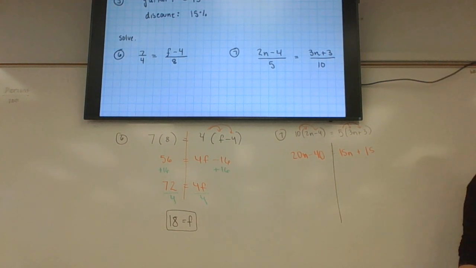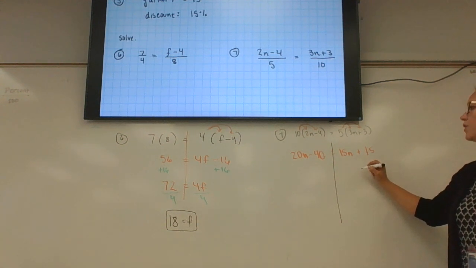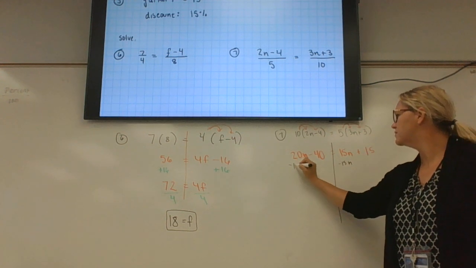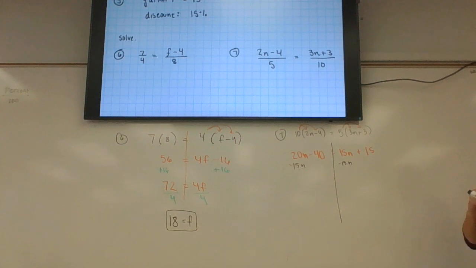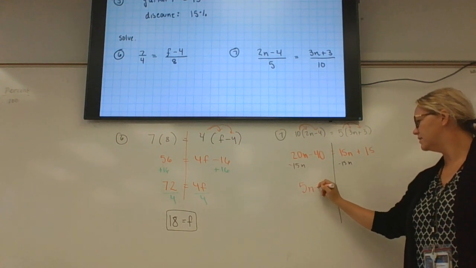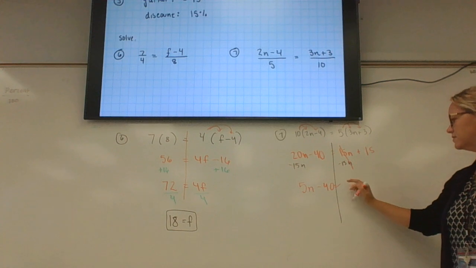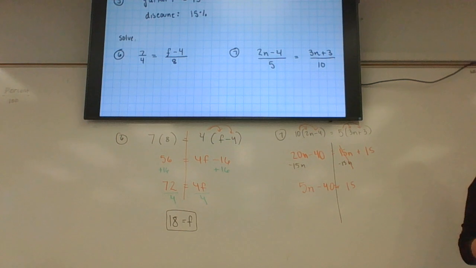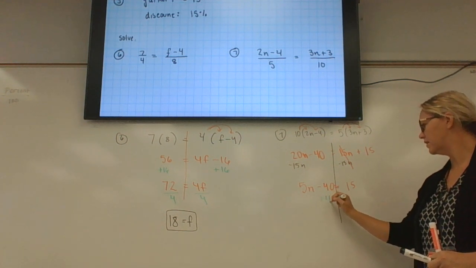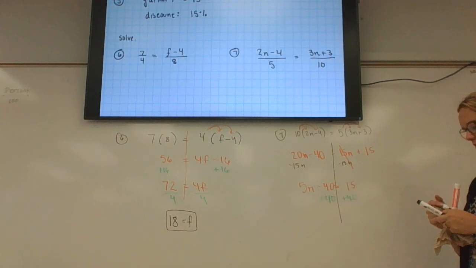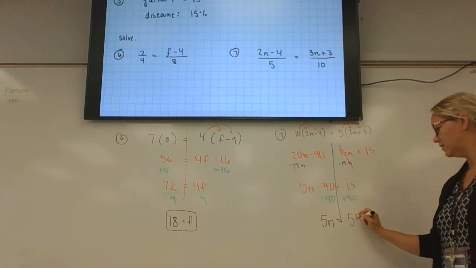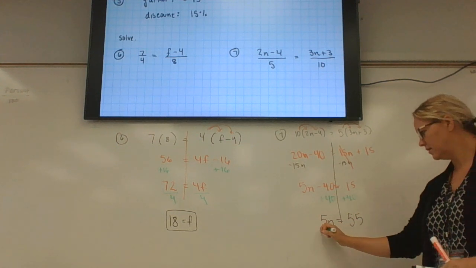What's my next best step, Jaden? You would subtract 15n from 20n. Okay, perfect. That's a great first step. That's what I want to do too. Subtract 15n from both sides. 15, good. Add 40. Which would be 5n. This would be 5. Then you divide by 5 equals n equals 11.